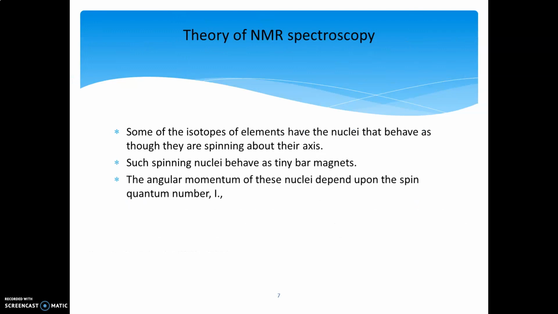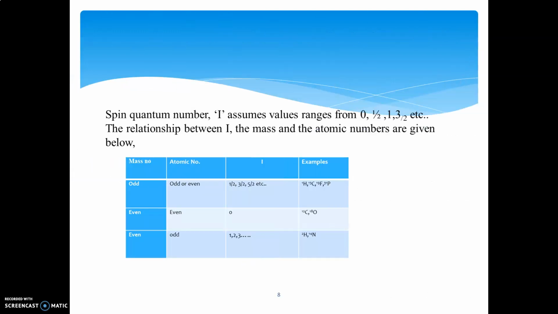Some of the isotopes of elements have nuclei that behave as though they are spinning about their axis. Such spinning nuclei behave as tiny bar magnets. The angular momentum of these nuclei depends upon the spin quantum number I. This is the theory of NMR spectroscopy. Spin quantum number I assumes values ranging from 0, 1/2, 1, 3/2, etc. The relationship between I, the mass, and the atomic numbers is given below.